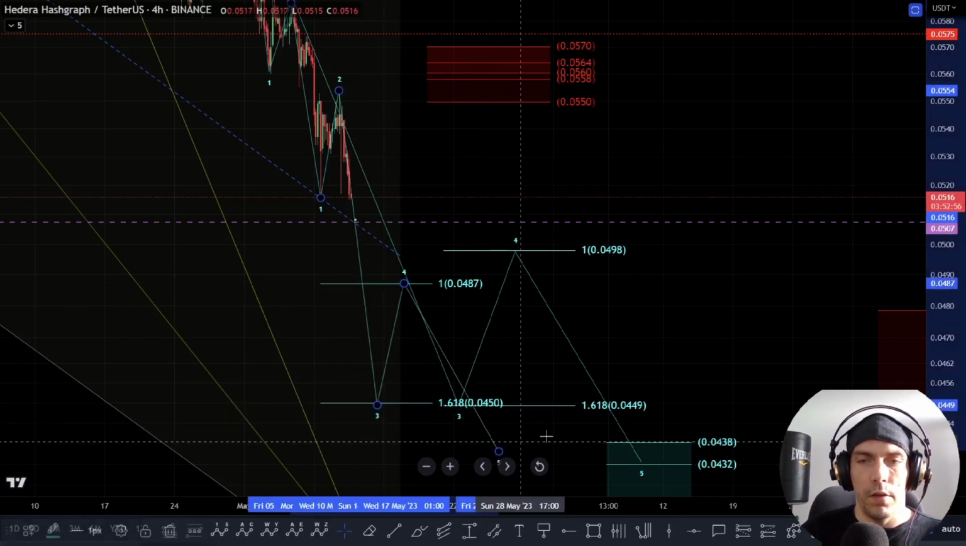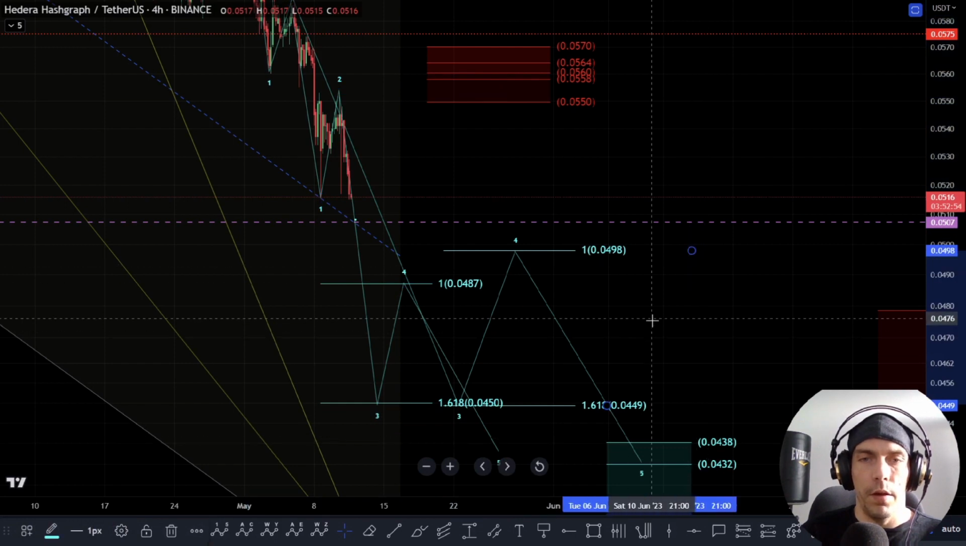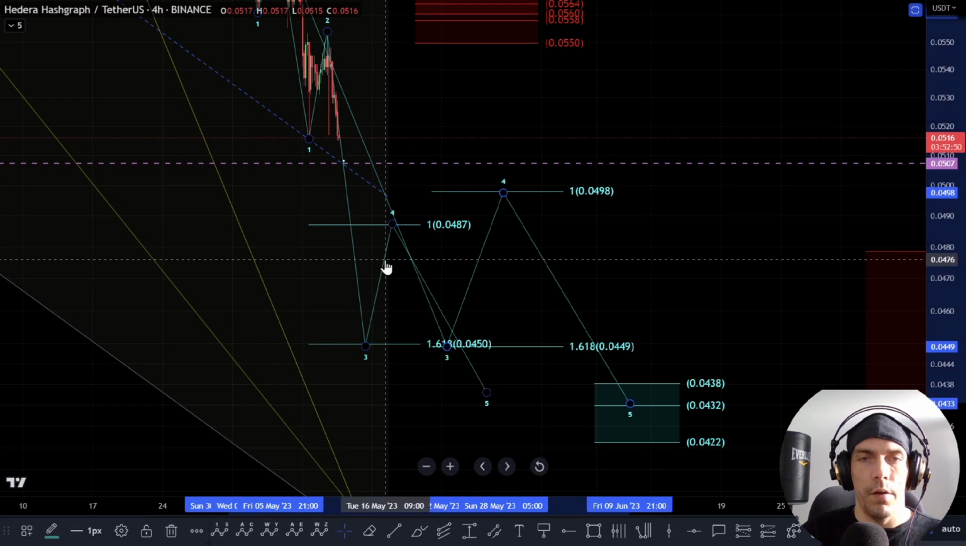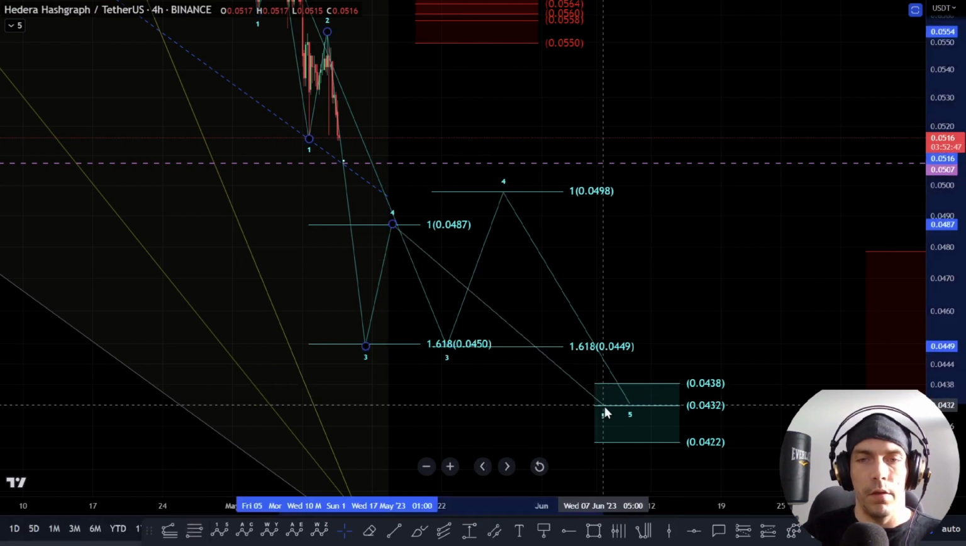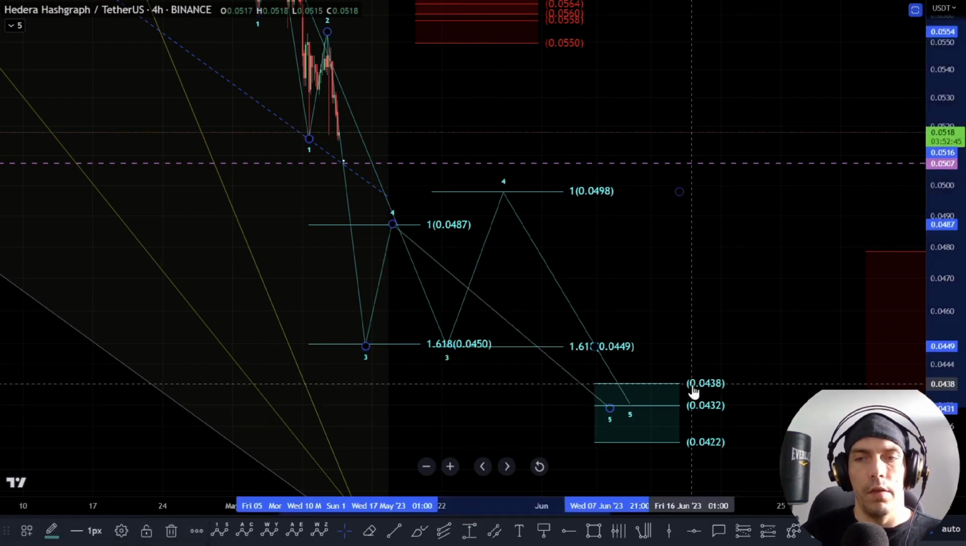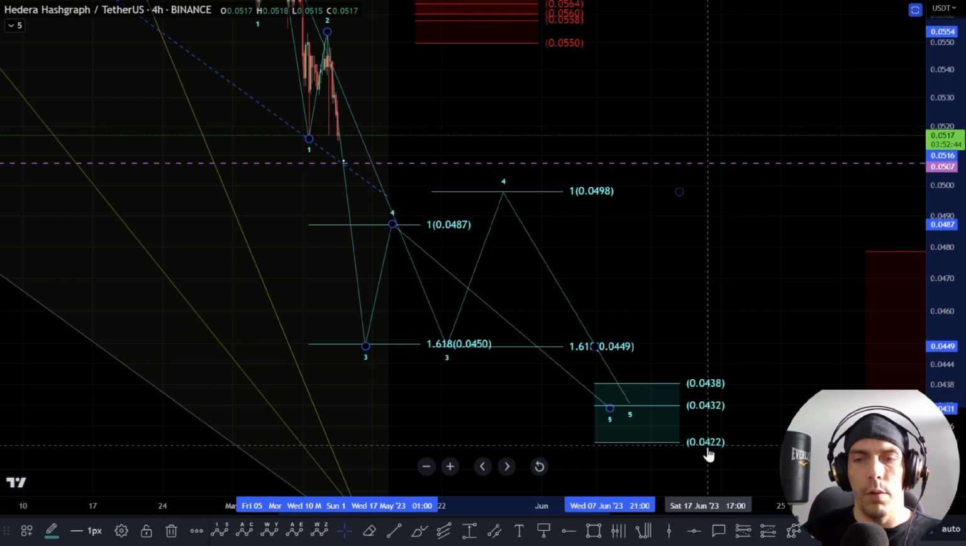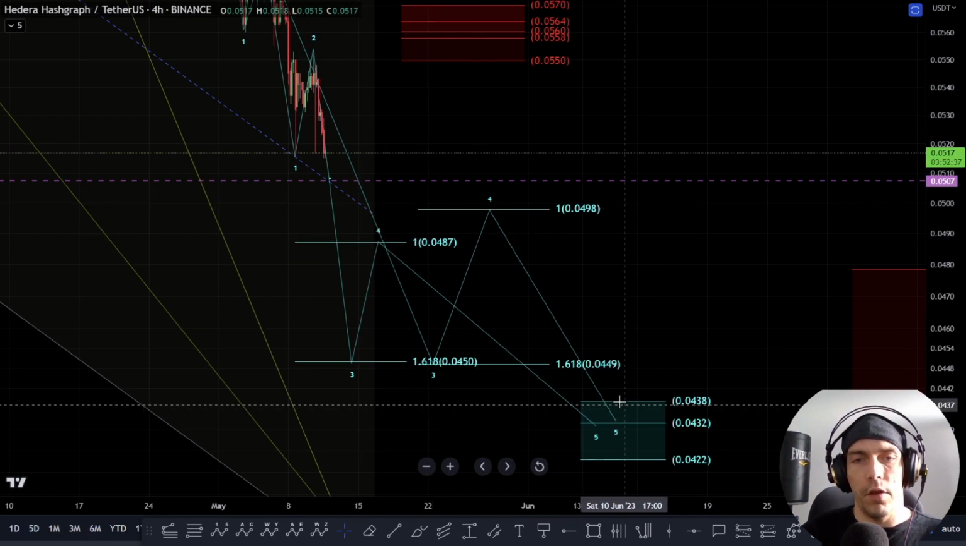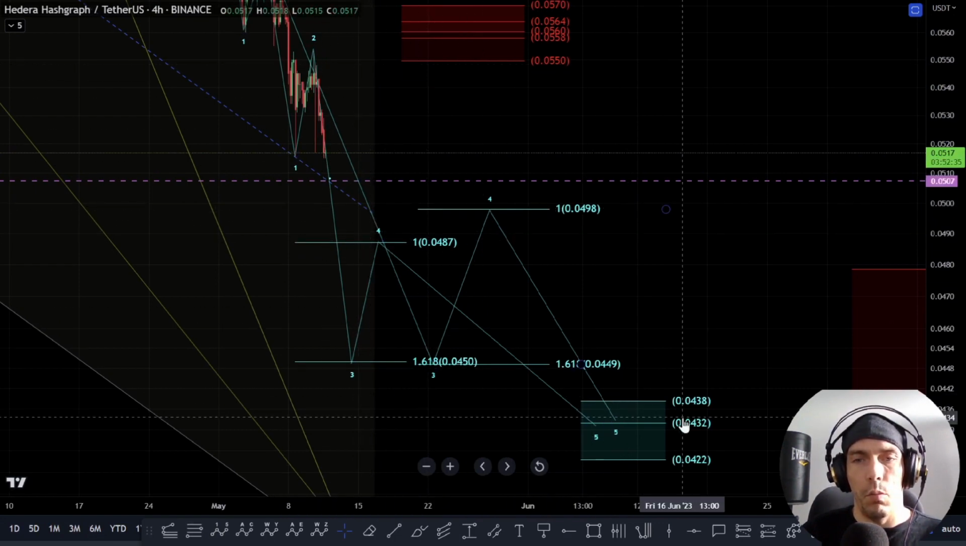So what this would mean is that we would get a deeper move here. And potentially what this would mean is that this 5th wave from this count here would complete in the zone of this 0438 to this 0422 zone. So this would be what I'm looking out for, as a potentially bearish aspect here, where we've got more to come down.